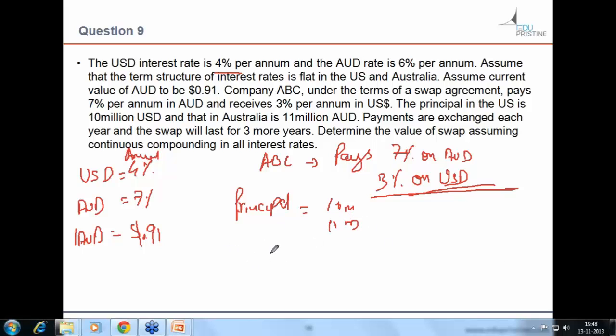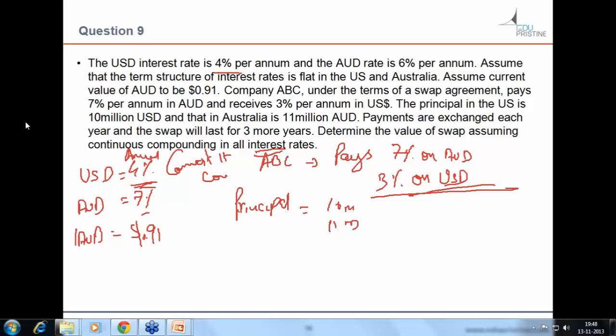I've prepared a table for you. You just have a look at it and see what simplistic use does. Before that, just see the payments are exchanged each year and the swap will last 3 more years. Determine the value of the swap assuming continuous compounding in all interest rates. So see that it says that you have to use continuous compounding. Since it's annual compounding, you have to convert it to continuous compounding. You know the formula how to convert it, and discount that.